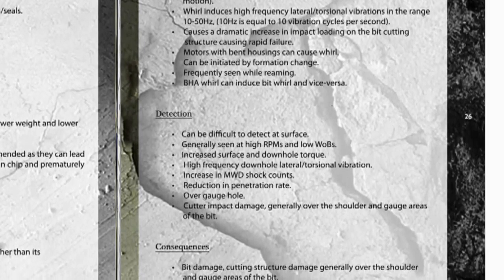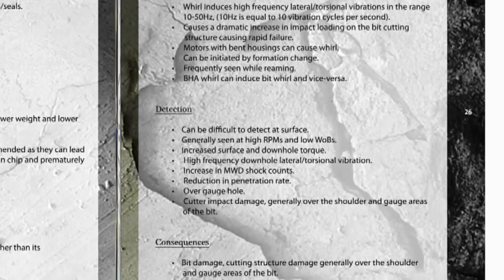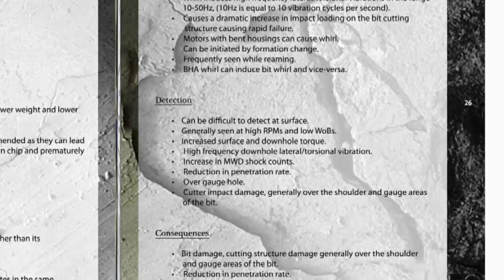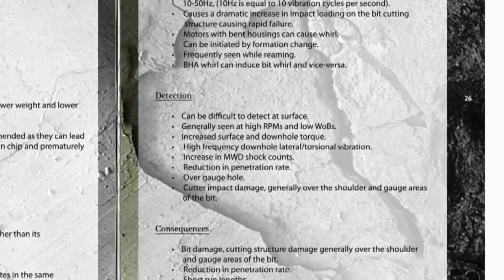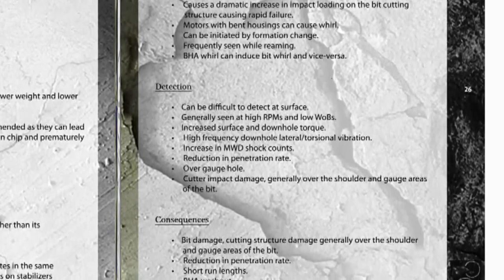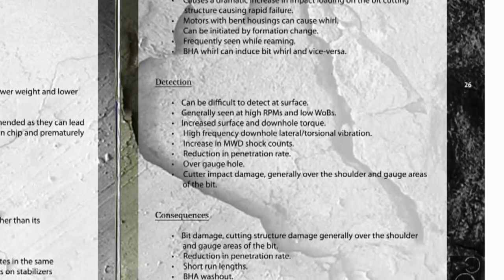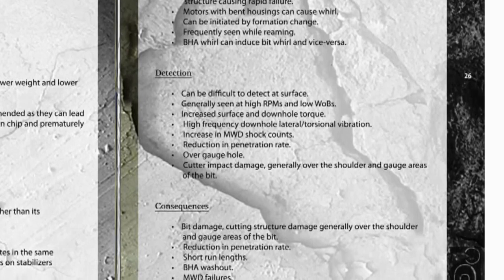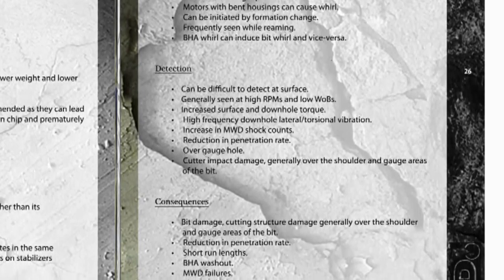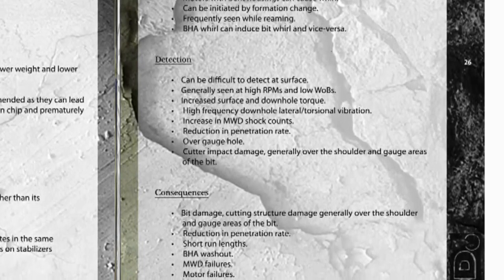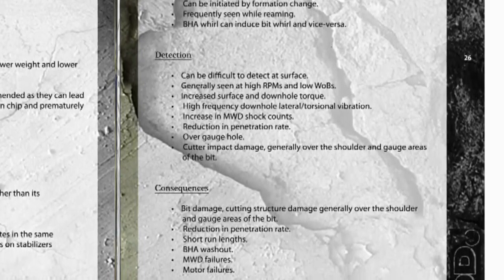Detection. Can be difficult to detect at surface. Generally seen at high RPMs and low WOBs. Increased surface and downhole torque. High-frequency downhole lateral or torsional vibration. Increase in MWD shock counts. Reduction in penetration rate. Over-gauge hole. Cutter impact damage, generally over the shoulder and gauge areas of the bit.